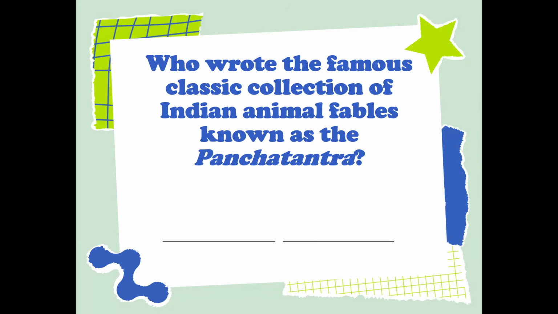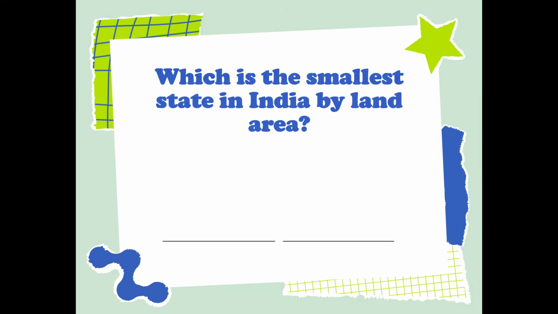Okay. Next. Who wrote the famous classic collection of Indian animal fables known as the Panchatantra? Vishnu Sharma. Next. Which is the smallest state in India by land area? Goa. Okay. So these are the 50 questions.